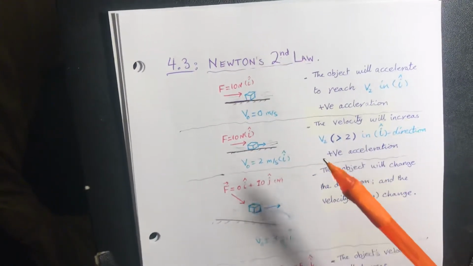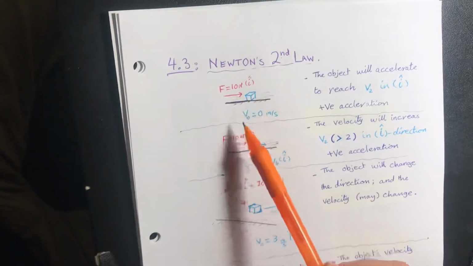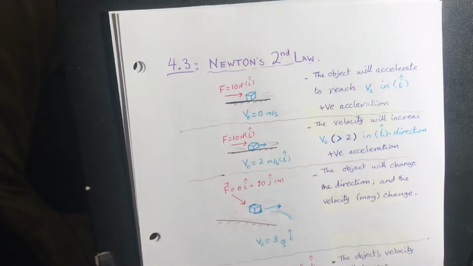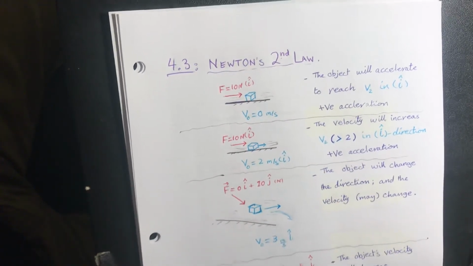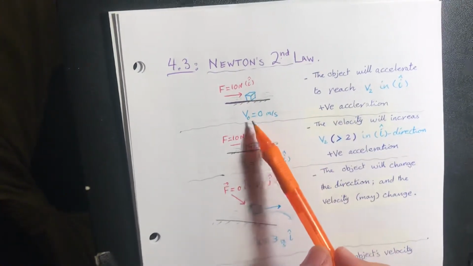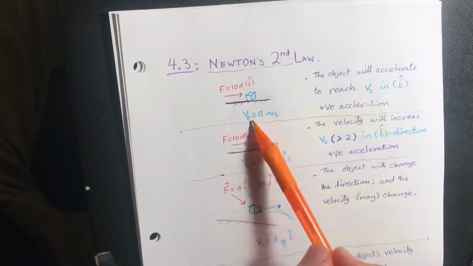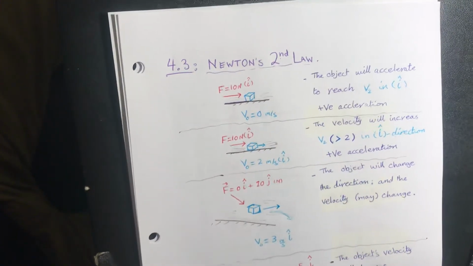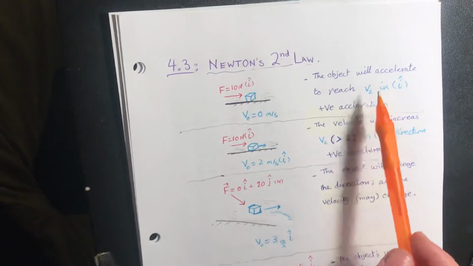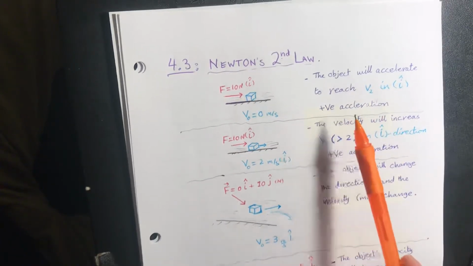First one, if we have a force of 10 newtons in the i direction and the object initially has velocity 0 meters per second, what do you expect will happen to the system? The object will gain velocity v2, which is larger than v1, which is 0 or v0. Then we have positive acceleration because v2 is larger than v0. The change in velocity is positive over delta t.